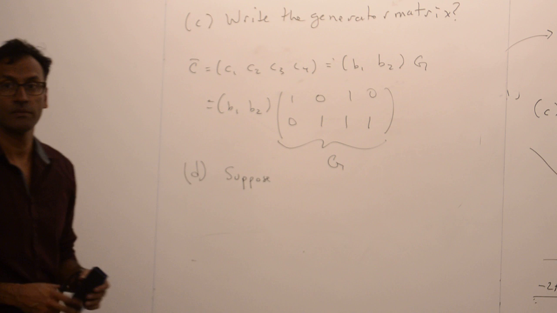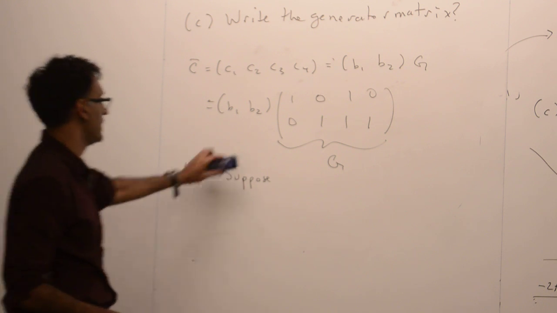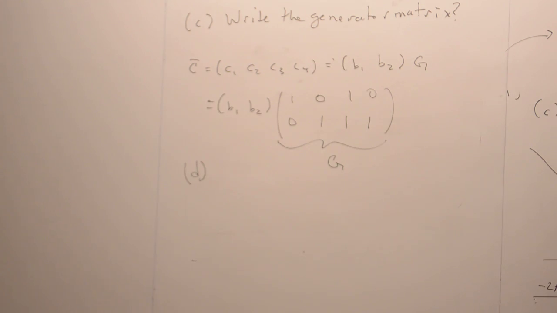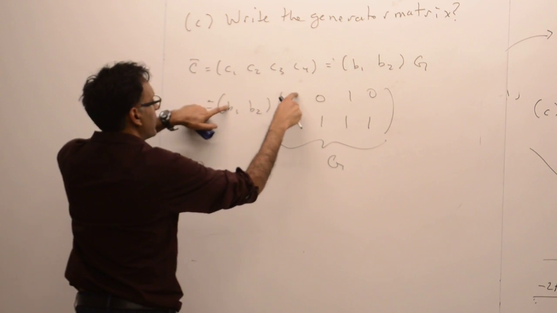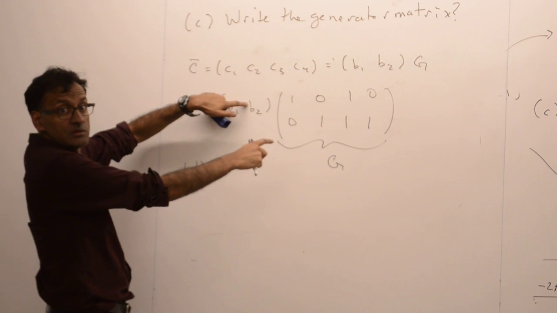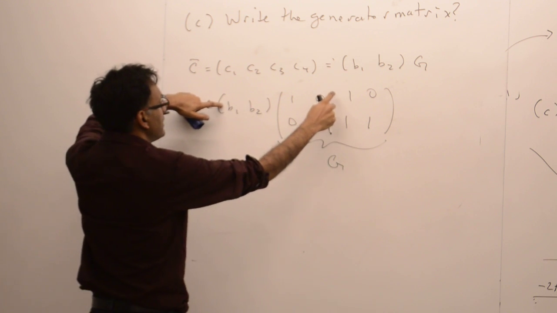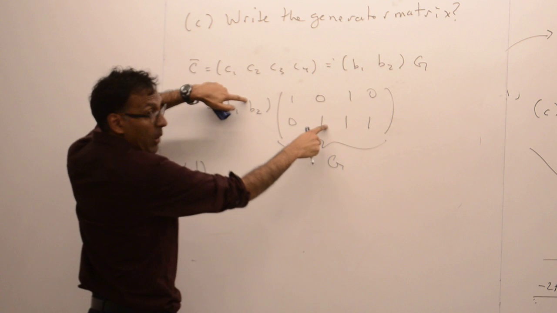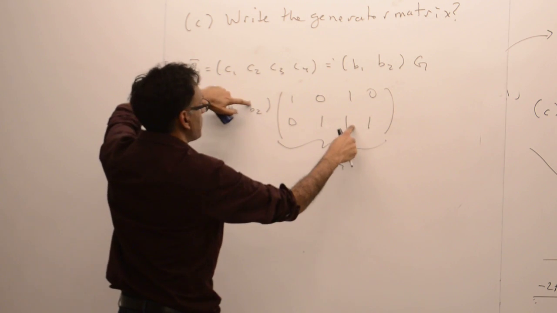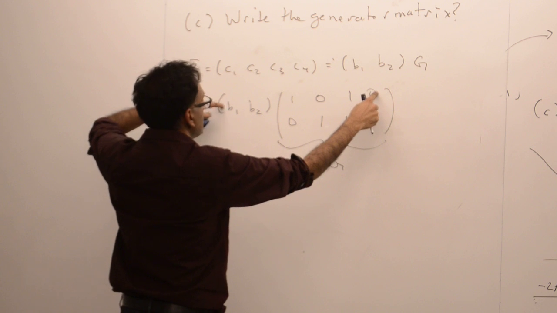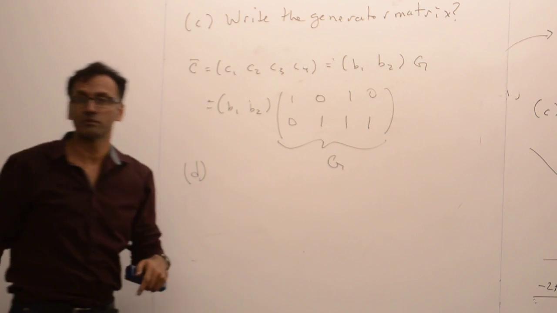Sandeep, yeah, how did you figure out G? Oh, G, I looked at these equations here. So C1 is B1. If I want to write that, C1 is B1 times 1 plus 0 times B2. C2 is 0 times B1 plus 1 times B2. And then B1 plus B2 for C3, and 0 plus B2 for C4.